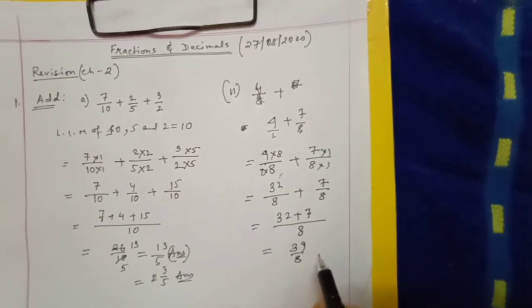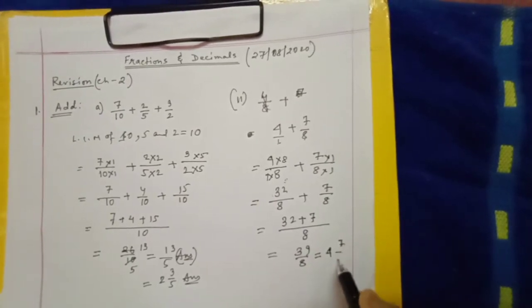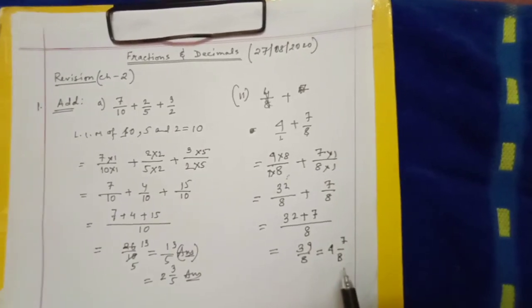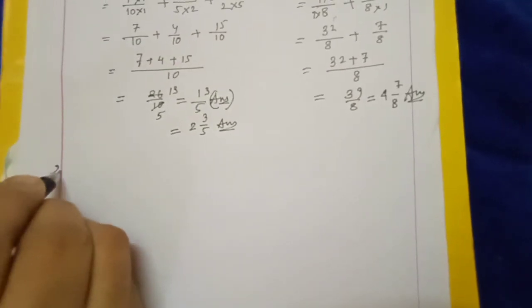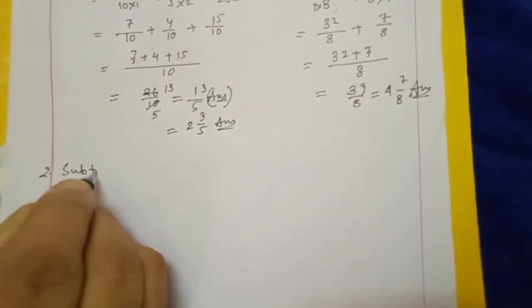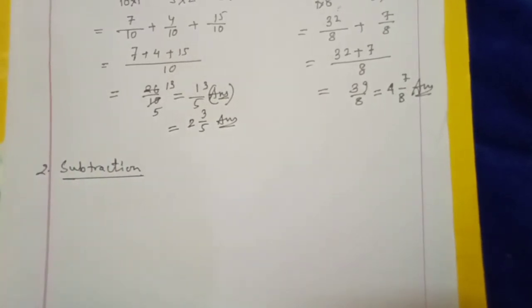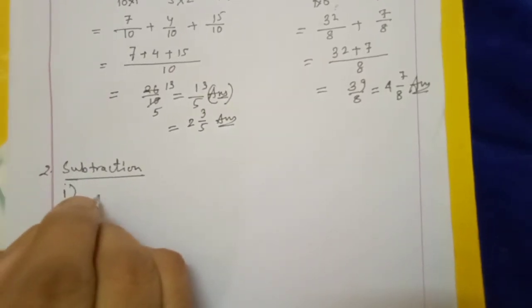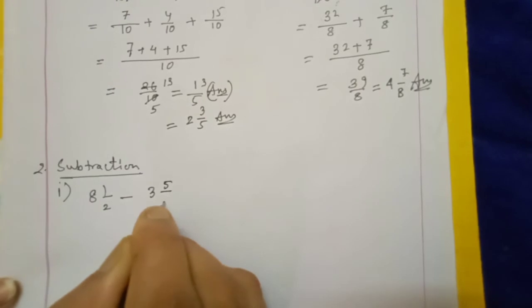You can leave the answer here also, or you can give the answer as the mixed fraction 4 7 by 8. If you divide it, 4 8s are 32, 32 plus 7, 39 by 8. This is your answer. Come to the next sum. Now we will do some subtraction. Question number 2, subtraction. One question is 8 1 by 2 minus 3 5 by 8.